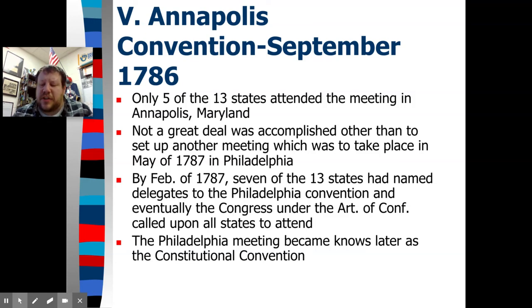That's where we have the Philadelphia Convention, where we go to revise the Articles of Confederation and end up instead writing our Constitution. This is a little good background, guys, for the AOC.